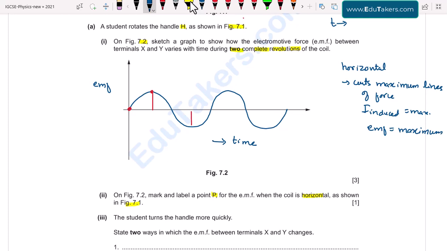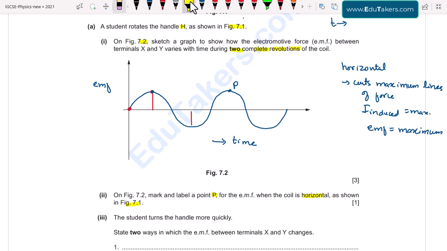So we have to label the point at maximum EMF, and it will be at this point and at this point. We have to show this with P. Part 3. The student turns the handle more quickly. State two ways in which the EMF between the terminal X and Y changes.